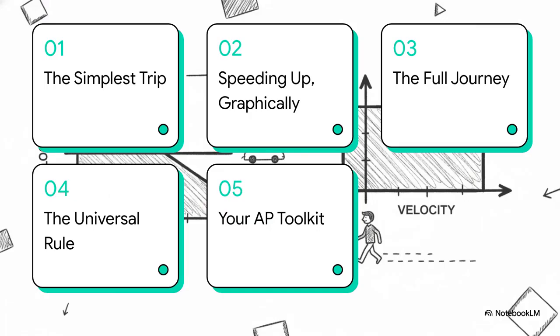So here's our roadmap for today. We're going to start super simple, with a basic trip at a constant speed. Then, we'll crank it up a notch and see how acceleration changes the picture. After that, we'll look at a full journey, with forward and backward motion, and uncover the one universal rule that ties it all together. And finally, we'll show you how to add this powerful concept to your physics toolkit.